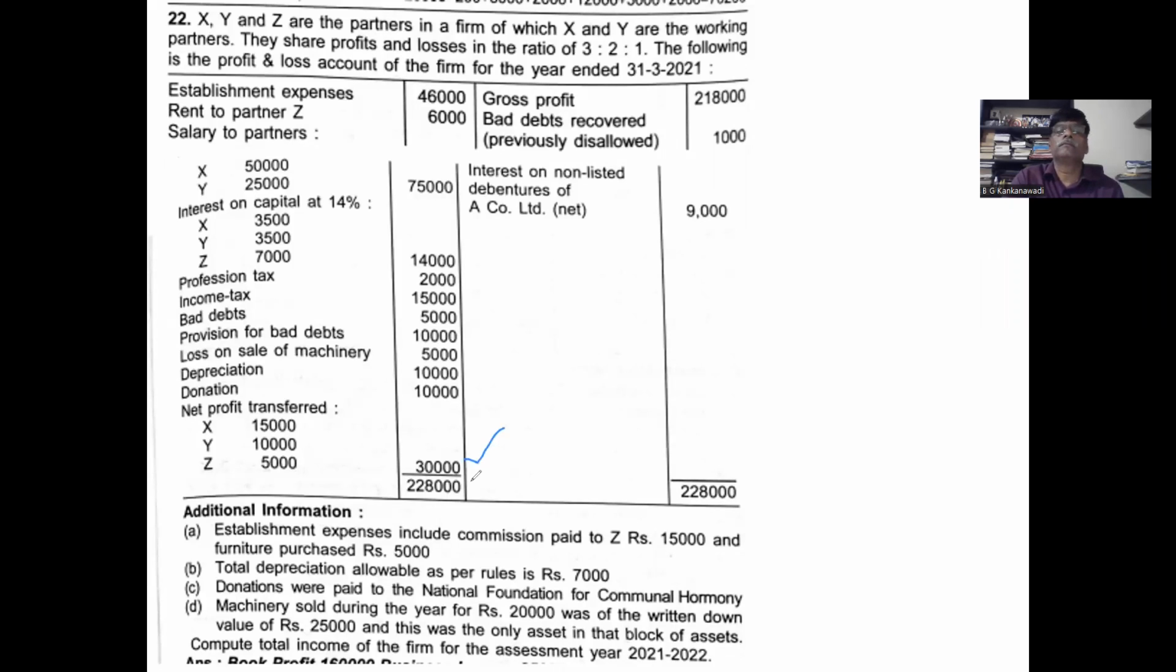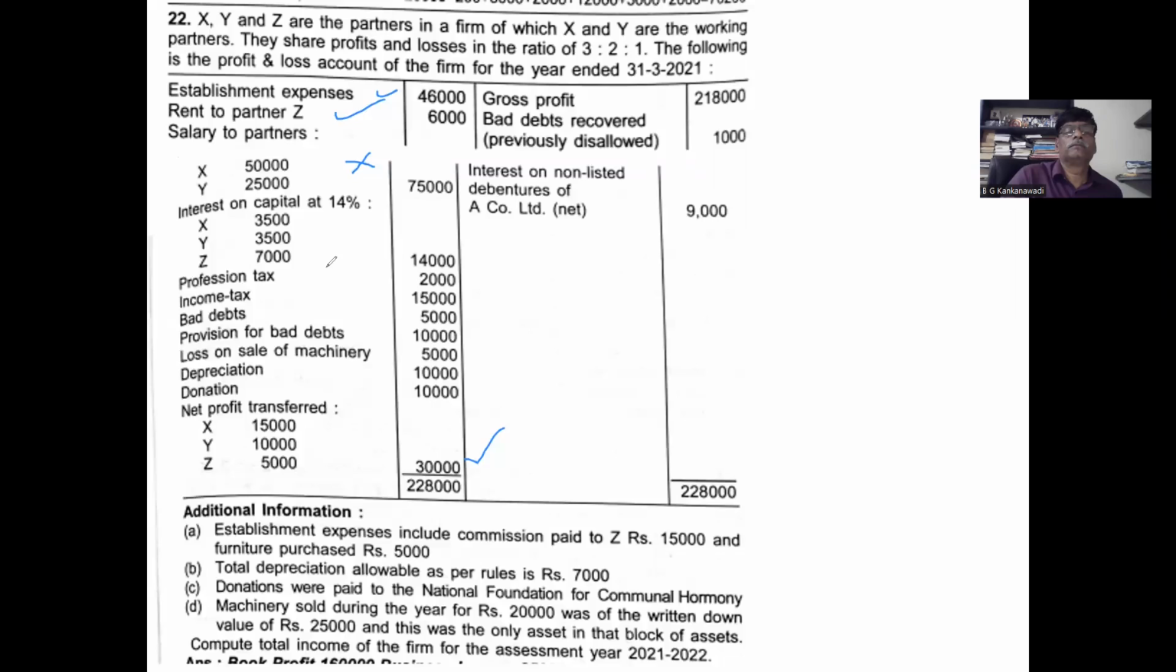You take 30,000. Add disallowed expenses. What are the disallowed expenses? Establishment expenses allowable. Okay. Rent to partner Z is allowable. It is reasonable one. Partner salary 75,000 disallowed. Interest on capital 14%. Out of that 2% disallowed. So 14,000 into 2 by 14 is disallowed.